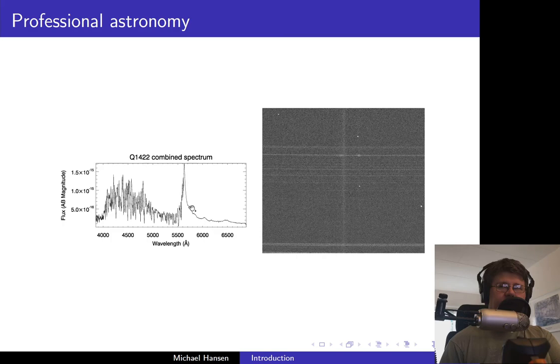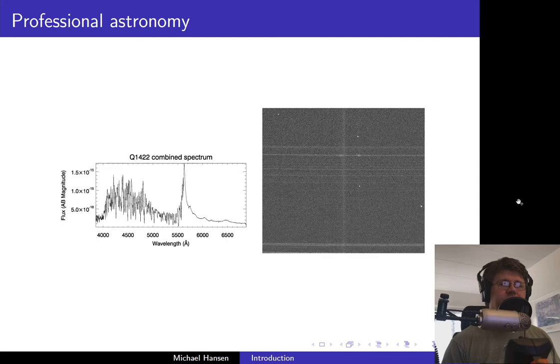So if we have this wavelength here, we can compare the two. And when we know these two and we compare them, then we can actually find out what the redshift of this object is.